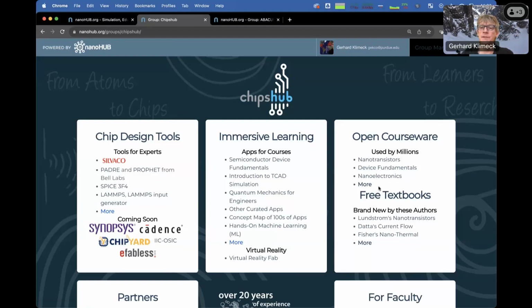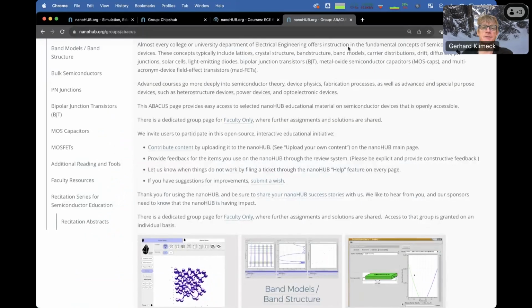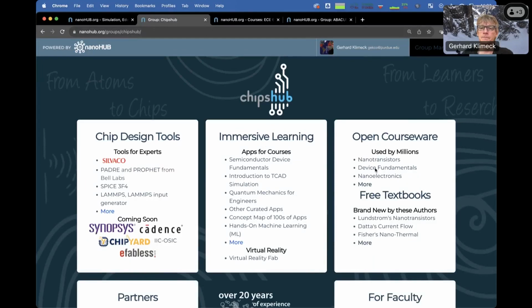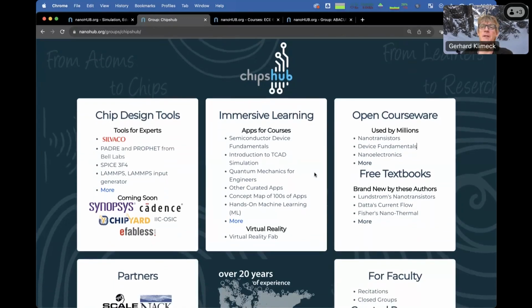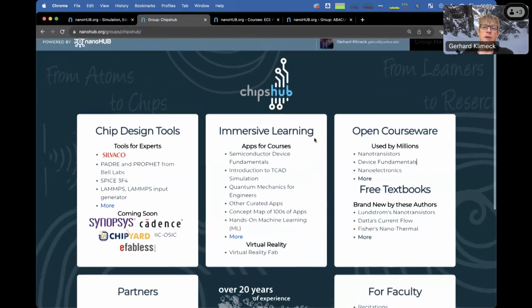There's a lot of courses on nanoHUB, over 170 courses. So part of the stuff I'm talking about is here also in the Semiconductor Device Fundamentals course. And here we have free textbooks that are new by Lundstrom and Datta and Fisher. And today what I want to talk about is really immersive learning, where you can have students explore semiconductors and functionalities and devices, etc. So we have apps for these, a variety of them.